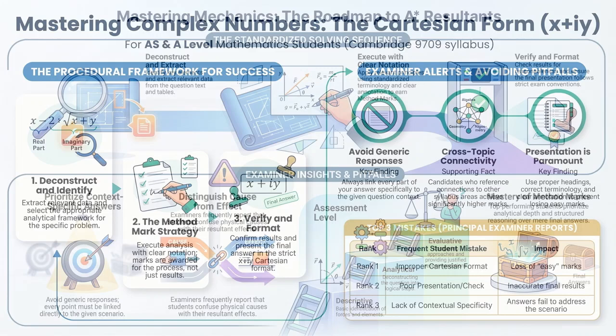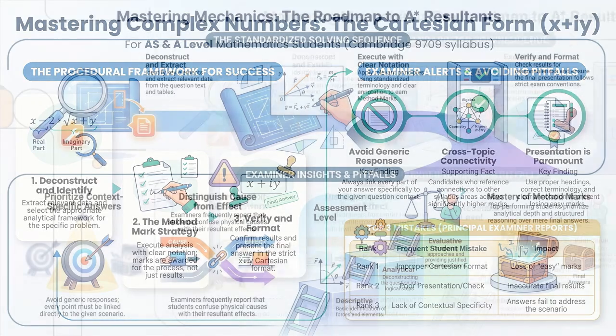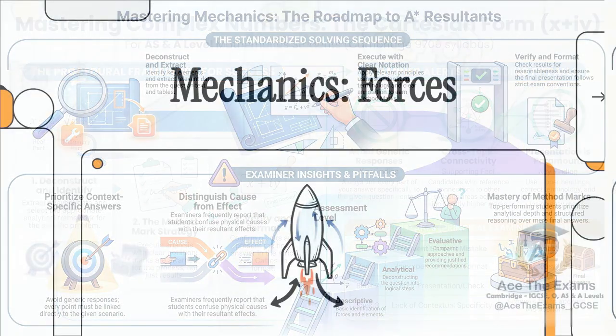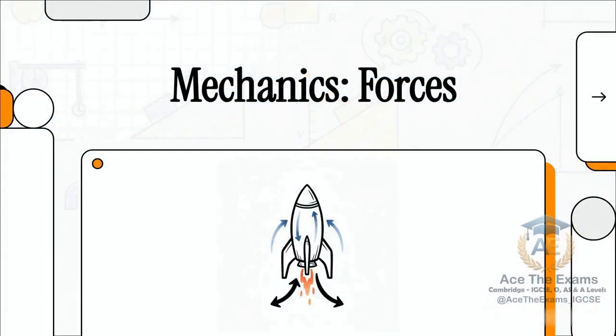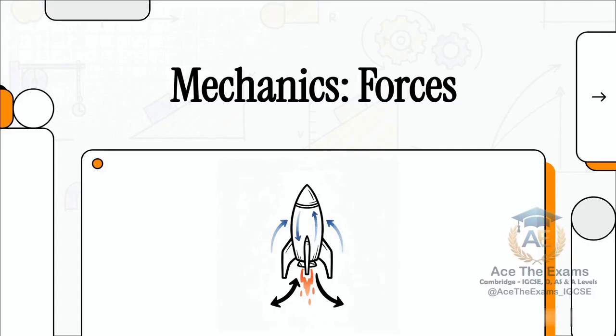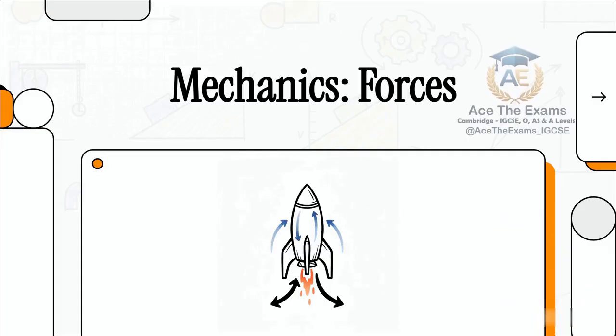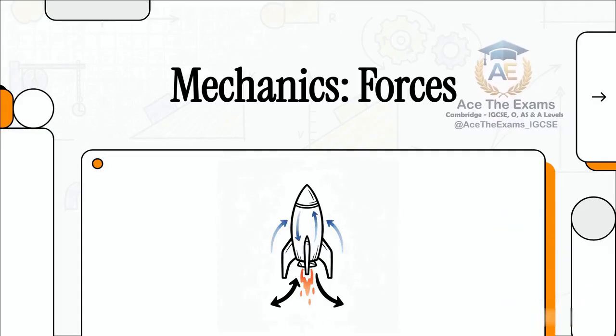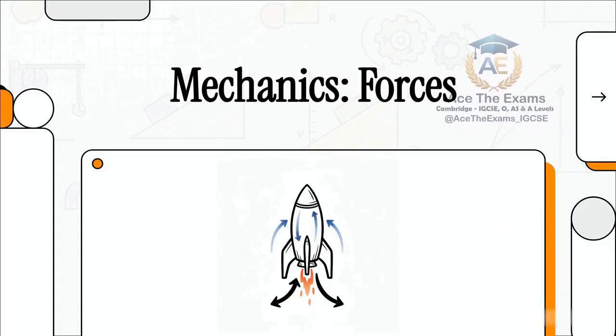Welcome to Mission Control. I am your flight director for today's explainer simulation, and we are locking our radars onto one of the most volatile, high-stakes orbital paths in the entire Cambridge AS and A-Level Mathematics 9709 syllabus, mechanics. Specifically, the precise engineering required for resolving forces and finding resultants.